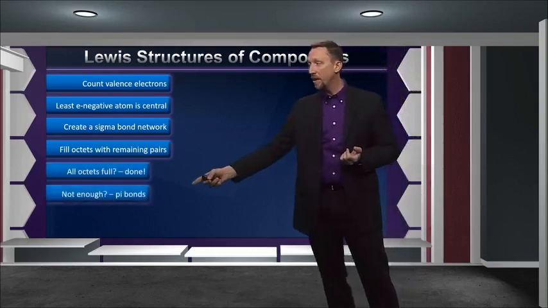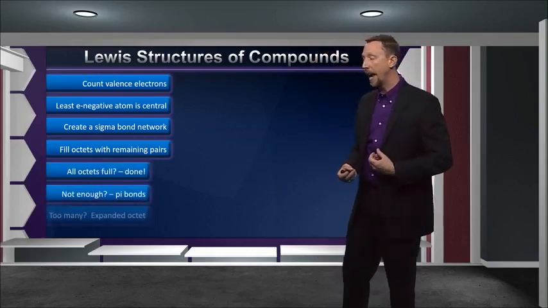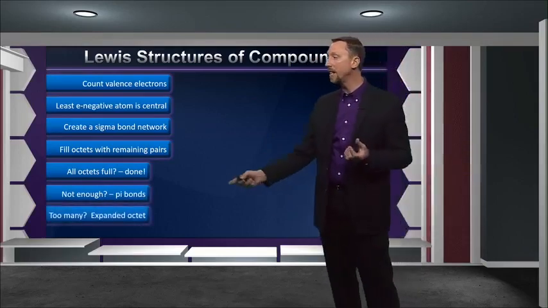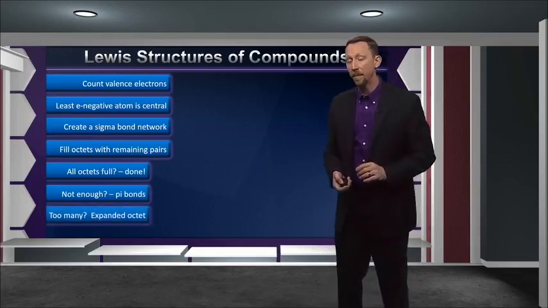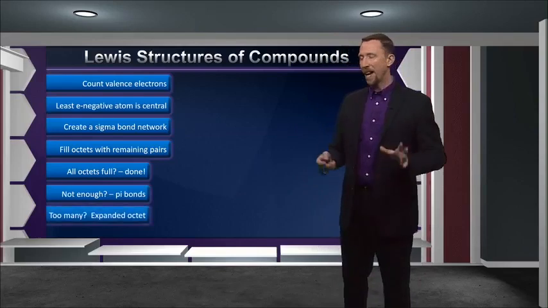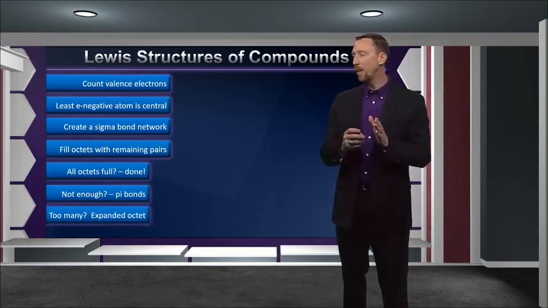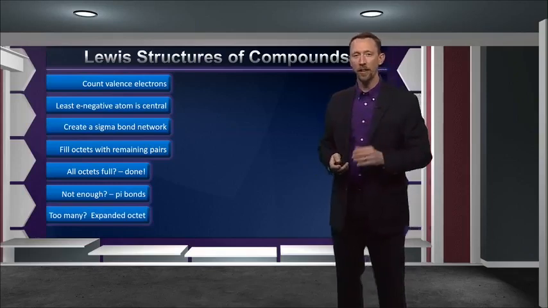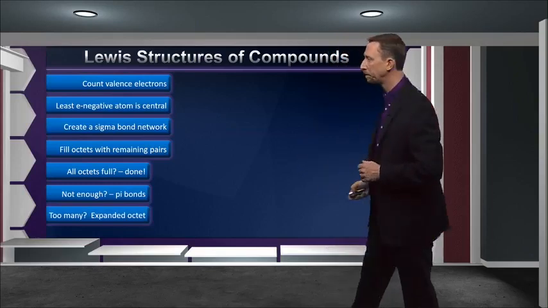If, on the other hand, we don't have enough electrons, we can resort to making pi bonds. And if we find that instead we have too many electrons for this process, we're allowed to expand the octet of the central atom as long as it's in the third row or beyond. Now, that's a lot to digest, and it's probably actually easier to absorb if we do a few problems and learn it that way. So let's get an object lesson now in how to draw a Lewis structure.